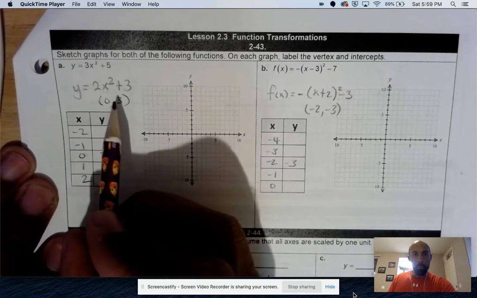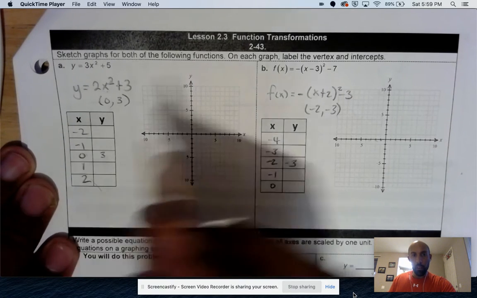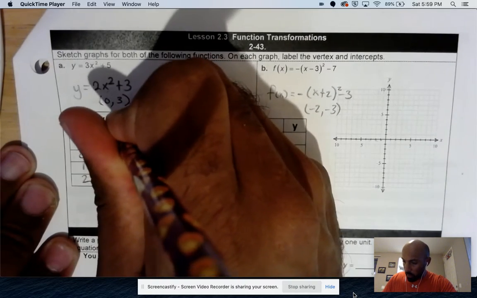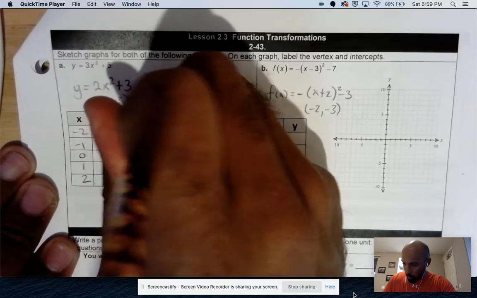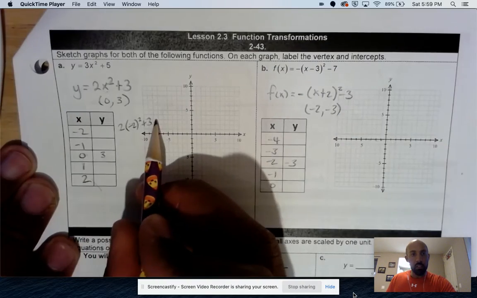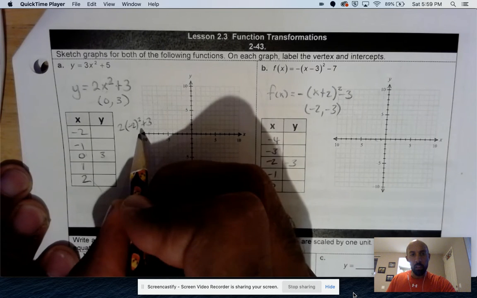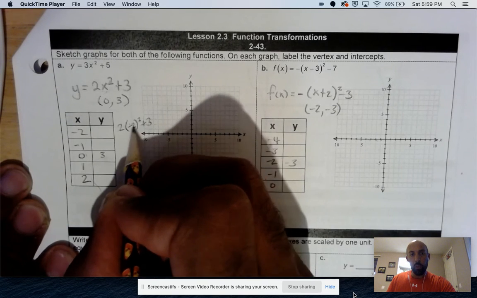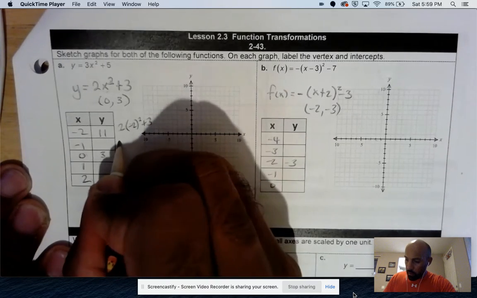Okay, so what I'm going to do is plug in each of these values into the equation to figure out the y values. So here I would plug in 2 times -2 squared plus 3. You can plug this into Desmos or do it somewhere here on your paper and figure out what that is. But we'll just quickly do it. It's -2 squared. Just do exponents first. That would be 4. Times 2 is 8. Plus 3 is 11.